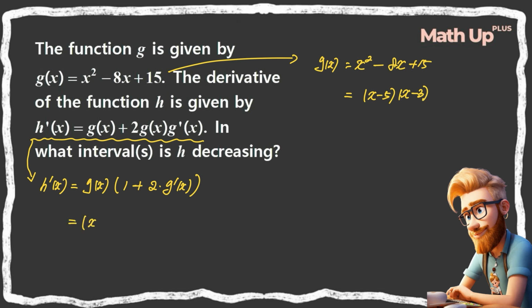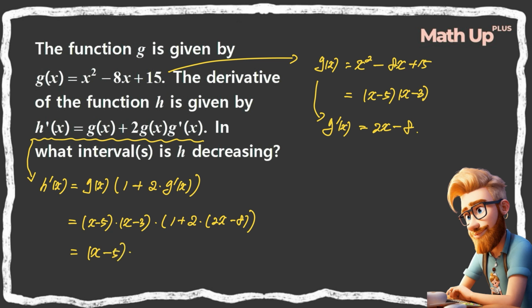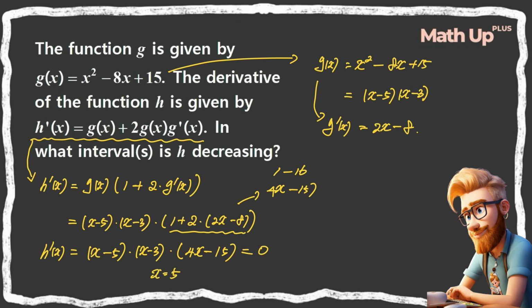So this is equal to x minus 5 times x minus 3 times 1 plus 2 times g prime of x. What's g prime of x? That is 2x minus 8. So this is x minus 5 times x minus 3 times, if we simplify this expression, that's 4x plus 1 minus 16, so minus 15: 4x minus 15. And all of this expression, which is equal to h prime of x, is equal to 0 when x is equal to 5, or 3, or 15 over 4.